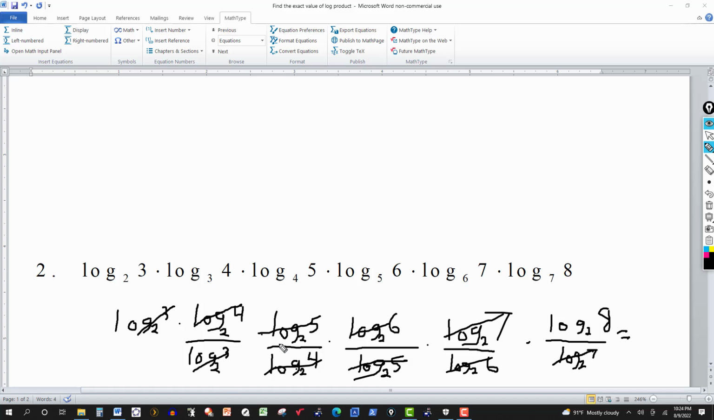So these are all 1s. So it's multiplying log of 8 to base 2 by 1. So all I have is the log of 8 to base 2. So I'm asking 2 to what power gives me 8? Well, 2 to the third gives me 8. So this is equal to 3. And you can see the pattern that we have here. This is the answer for this one.